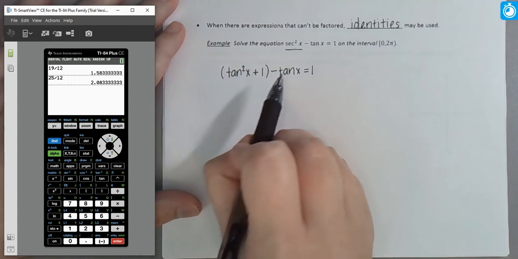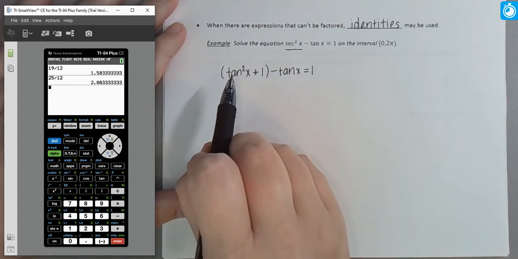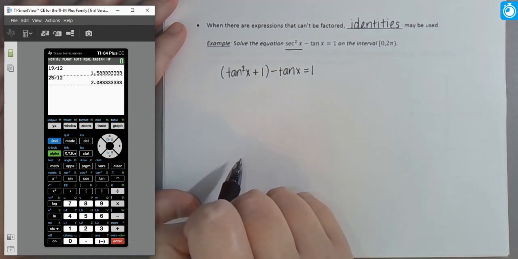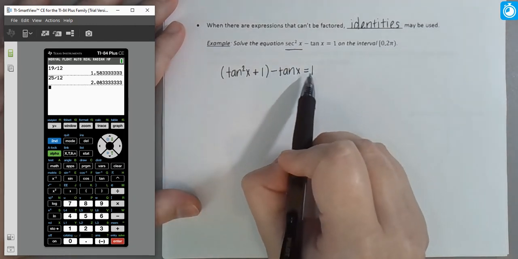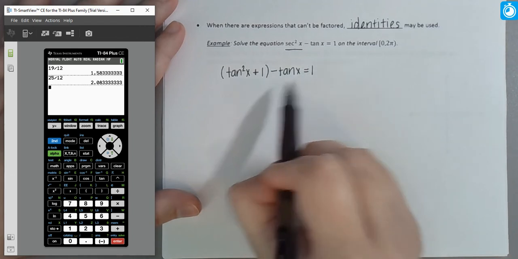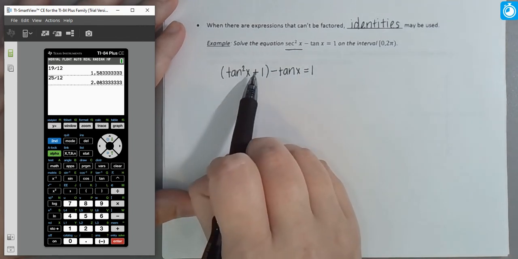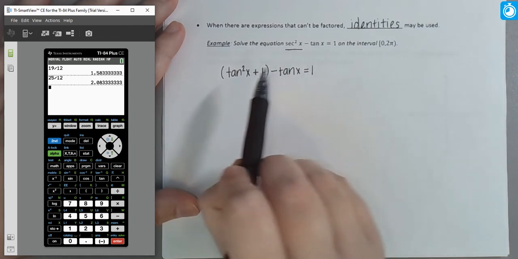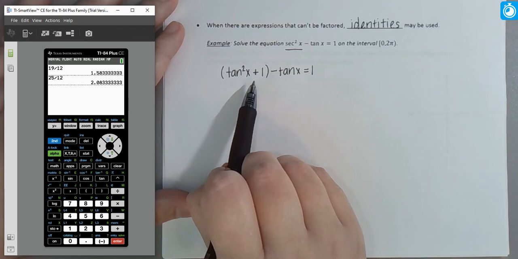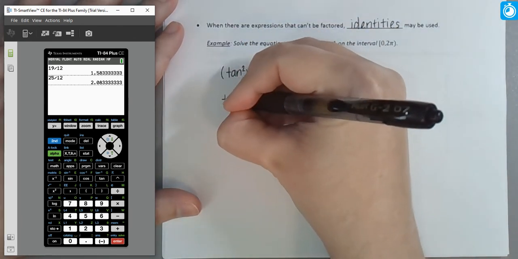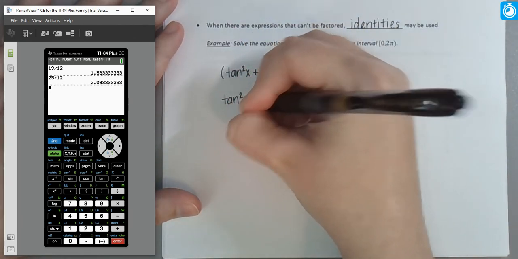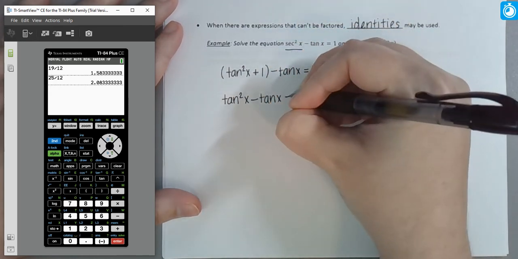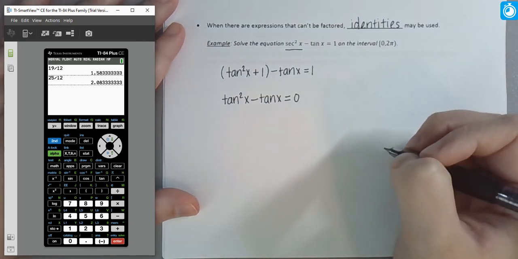Now, I have two instances of my trig function, one with an exponent, one without, so that's a good indication that I need to get everything on one side of the equation and factor. So 1 over here on the right can be moved over with subtraction. Notice we also have a positive 1 over here, and that's what we would combine it with. So if we subtract it and move it over, this one is just eliminated. So we're left with tangent squared x minus tangent x is equal to 0.